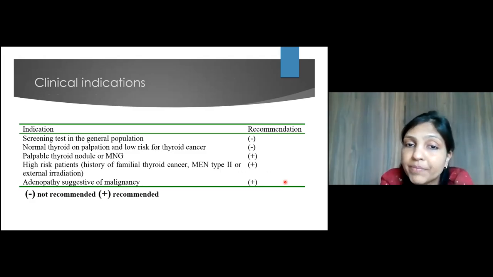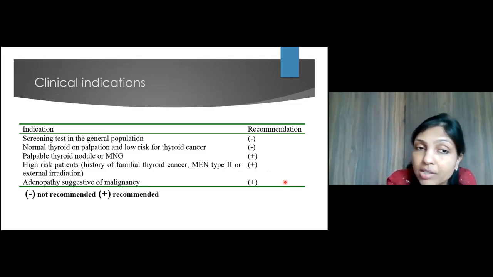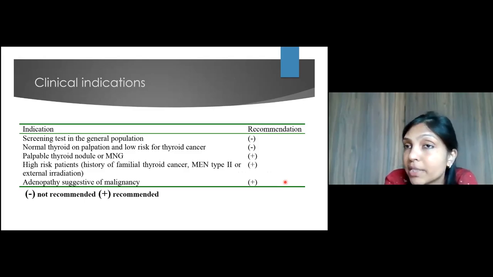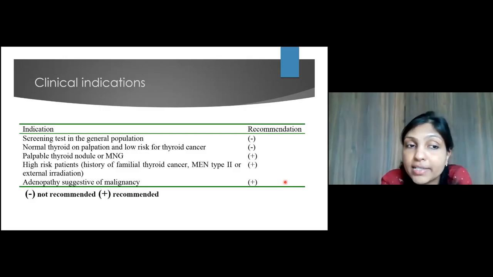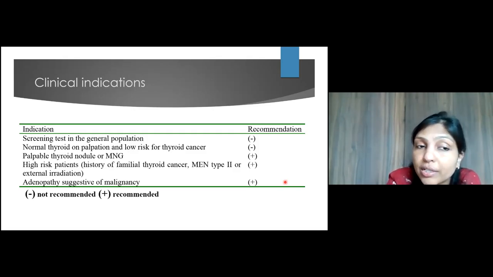So across the globe, guidelines like those of the American Thyroid Association, the American College of Endocrinology, and the European Thyroid Association endorse the significant utility of ultrasound for evaluation of palpable thyroid nodules or those with a history of multinodular goiter. And as I mentioned, there is a strong recommendation for using thyroid ultrasound in patients who are at high risk of developing nodular disease. Those considered high risk are those with a history of familial thyroid cancer, MEN type 2, or a history of head and neck radiation, and if there is any concern for lymph nodes that may be suggestive of head and neck malignancy.